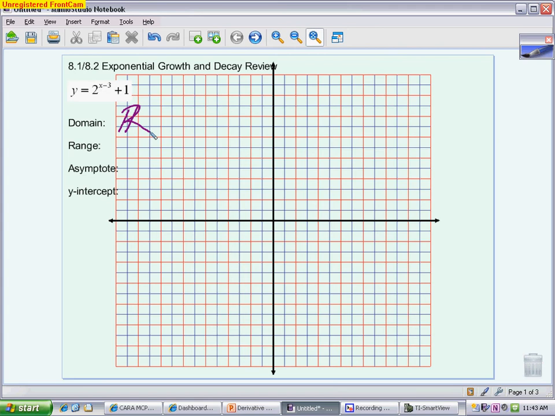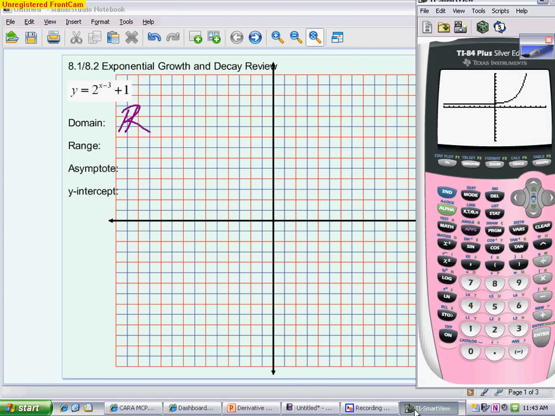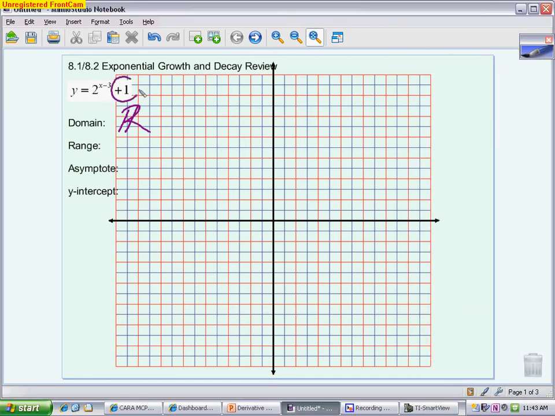Your range is always going to be either above or below the asymptote. And sometimes I do the asymptote first. I kind of go a little bit out of order. Your asymptote is going to be a y value, y equals. It's a horizontal line. And the nice thing is you can see it in the picture, but you can also look at your equation. Your asymptote is going to be whatever number is being added or subtracted at the end of your function. So my asymptote is at y equals 1.